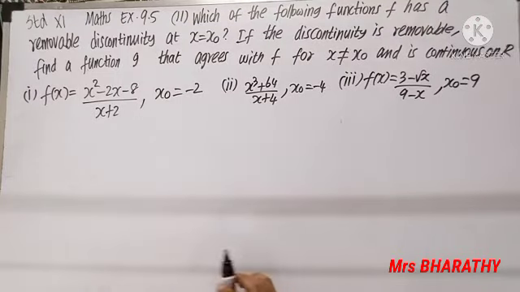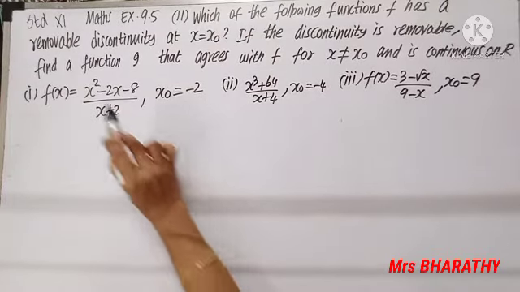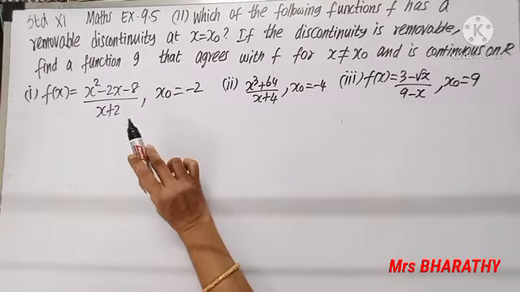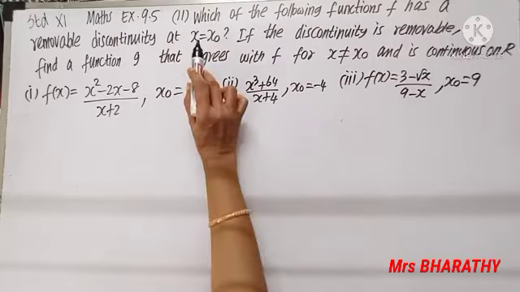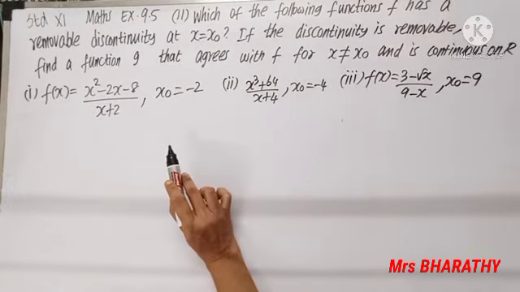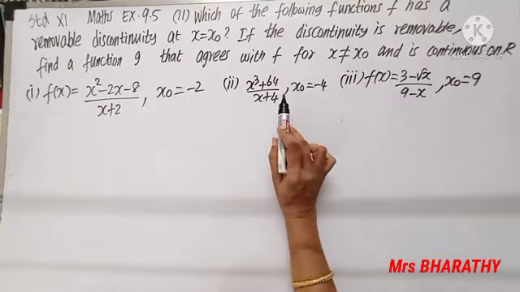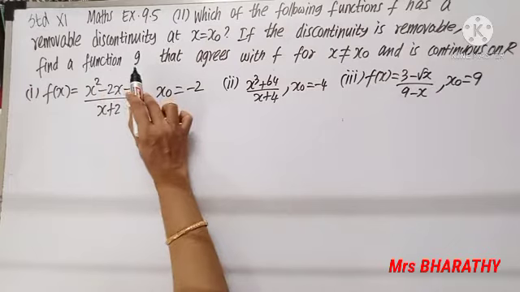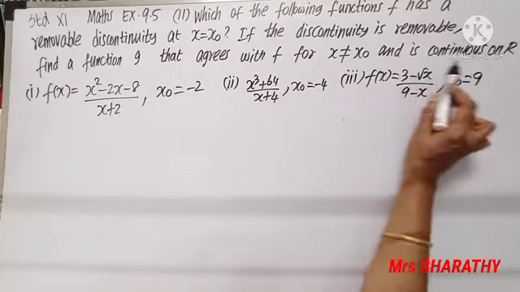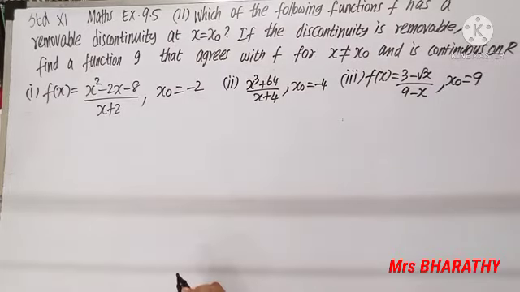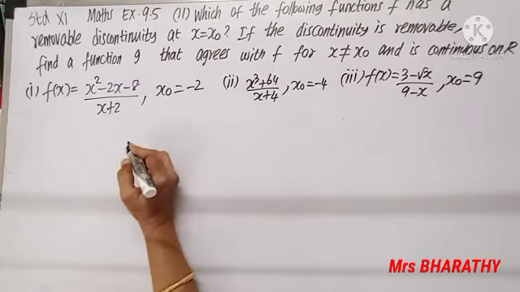Question number 11, we want to check whether there is a removable discontinuity. What do you mean by removable discontinuity? Left and right limit exist and they are equal, but function is not defined at x0. Here the question is, if the discontinuity is removable, we need to define a function g that agrees with f for x not equal to x0 and is continuous on R. As we call f of x, the question here is to check at -2.